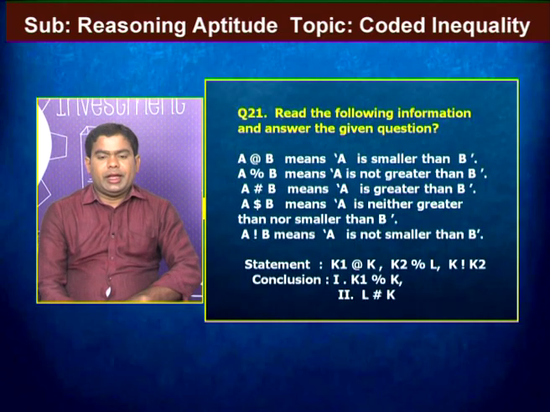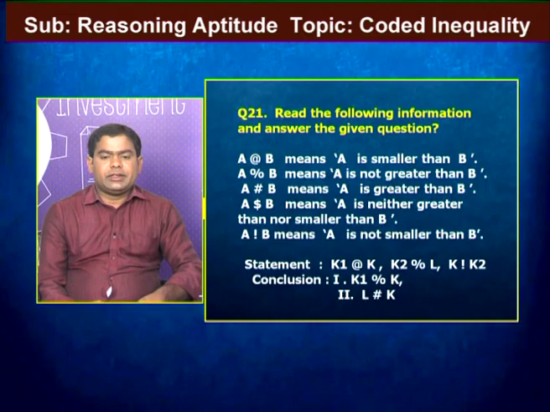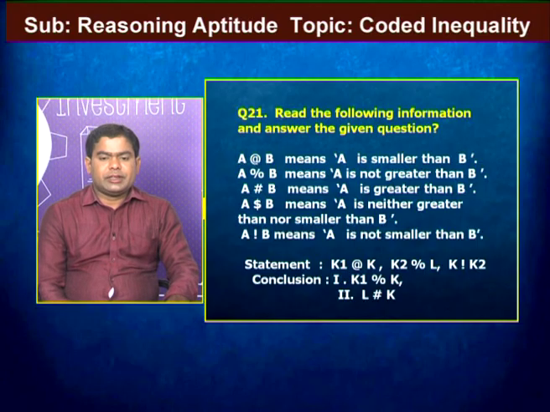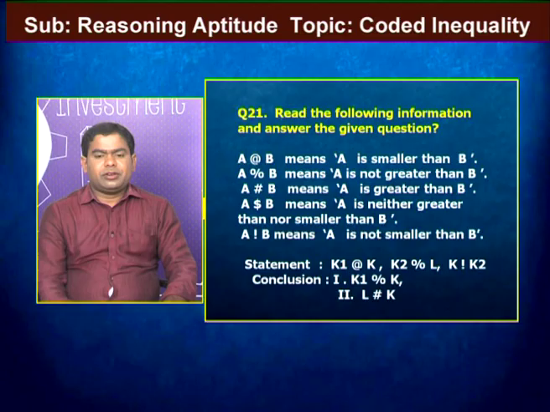Next, a at the rate b means a is smaller than b. So here at the rate is denoted smaller than, meaning less than. A percentage b means a is not greater than b. Not greater than already we know means less than or equal to. A hash b means a is greater than b. Directly here greater than is there, so hash is denoted greater than.